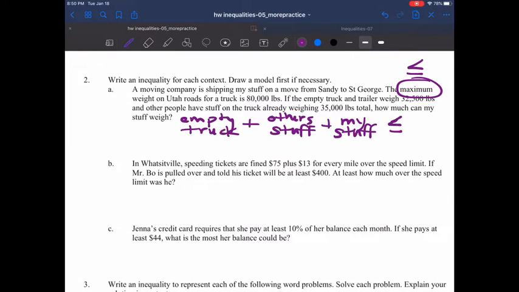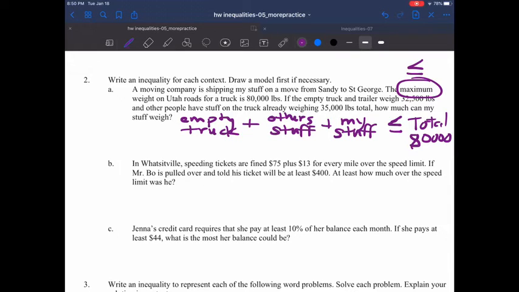In our multi-step unit, we would have just had an equal sign there. But now I've got to look for those inequality words and pick the right symbol. And that's going to be my total weight. Okay? So now I'm just going to start looking at the numbers and putting them in where they go in this equation. So first of all, the easy one is the total. So that's 80,000.